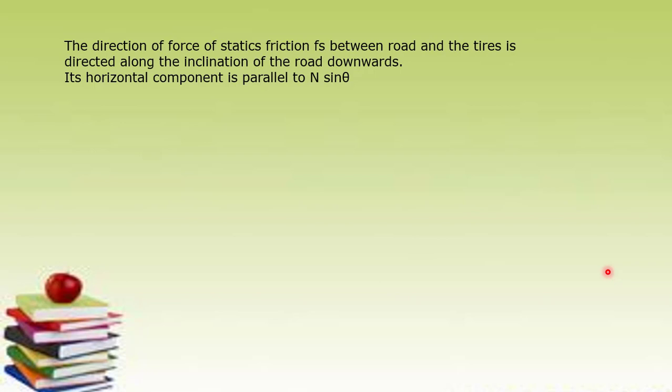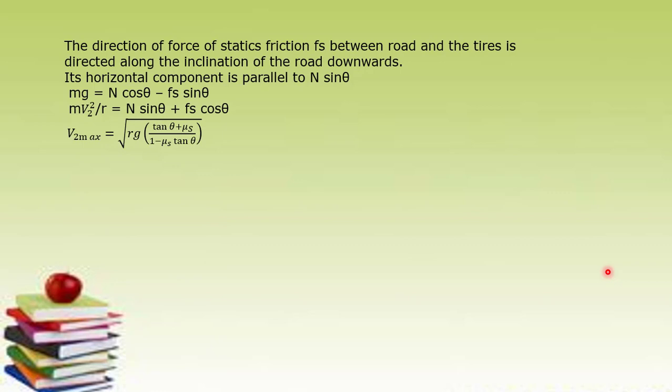So its horizontal component is parallel to N sin theta, and you will get the equation mg equal to N cos theta minus Fs sin theta. And the second equation, mv2 square upon r, is equal to N sin theta plus Fs cos theta. So you will get the equation v2 max is equal to root of rg times tan theta plus mu s upon 1 minus mu s tan theta. This is the equation for maximum speed.